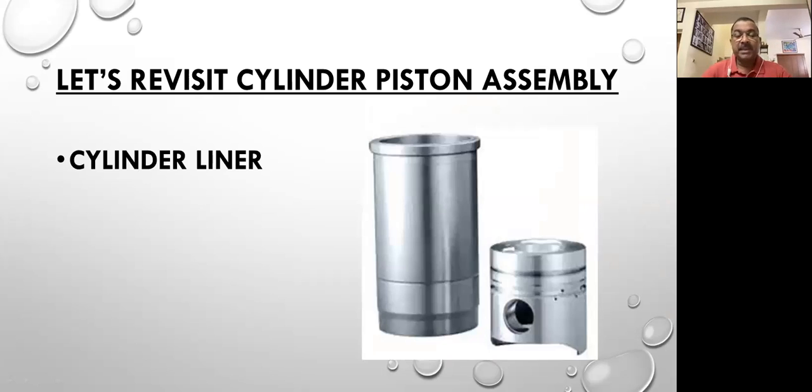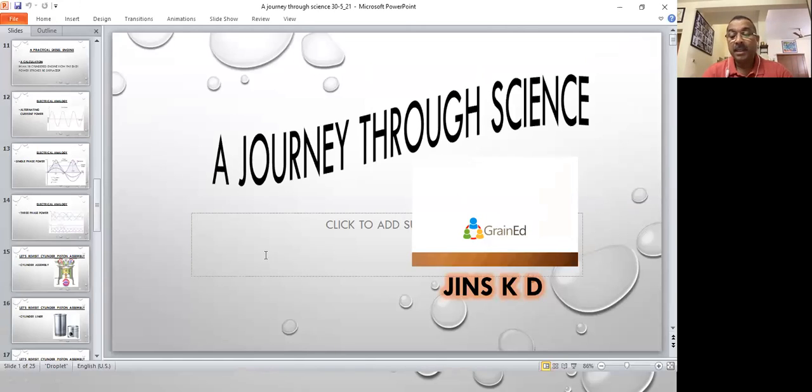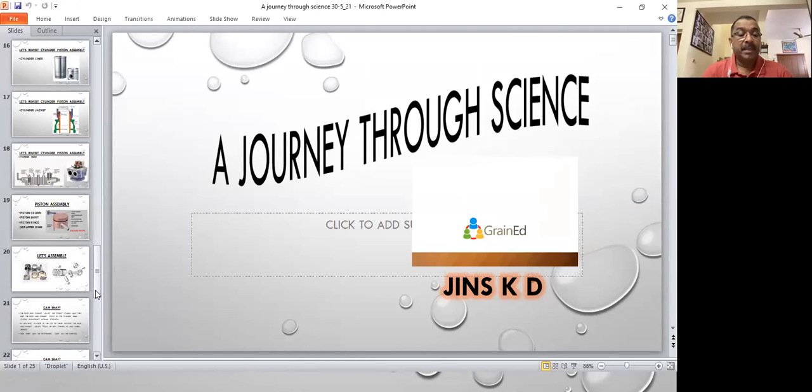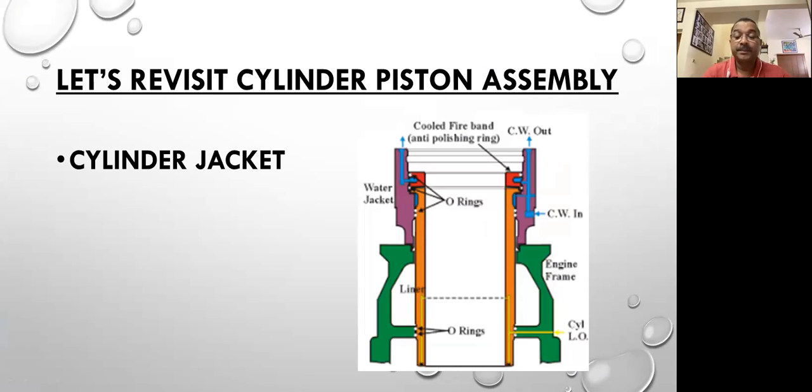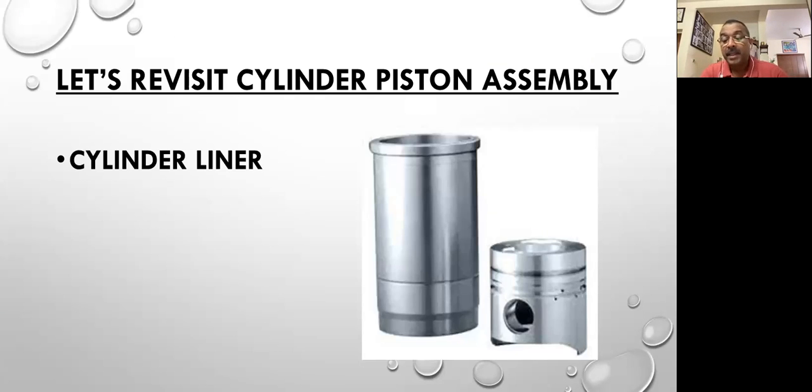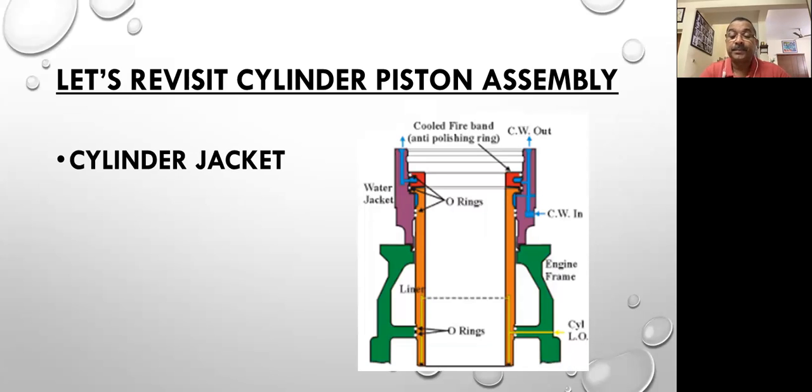So this is our cylinder assembly. Cylinder, and next to it we have the piston. The orange colored one is the cylinder assembly. Then the green colored one is the engine frame here, and the blue colored lines are covering up the cylinder.